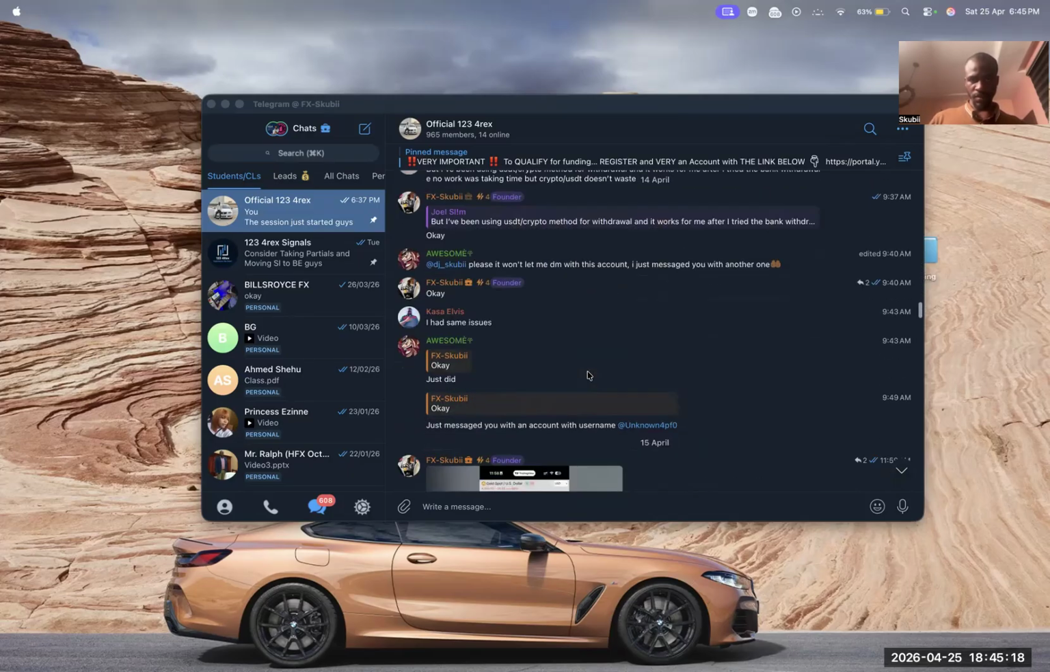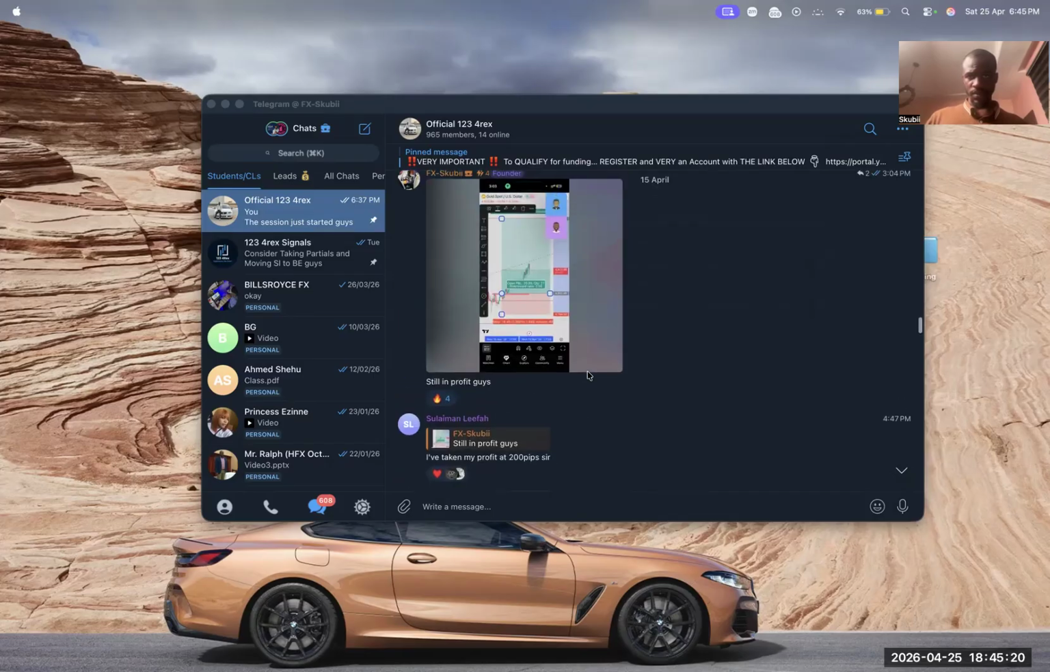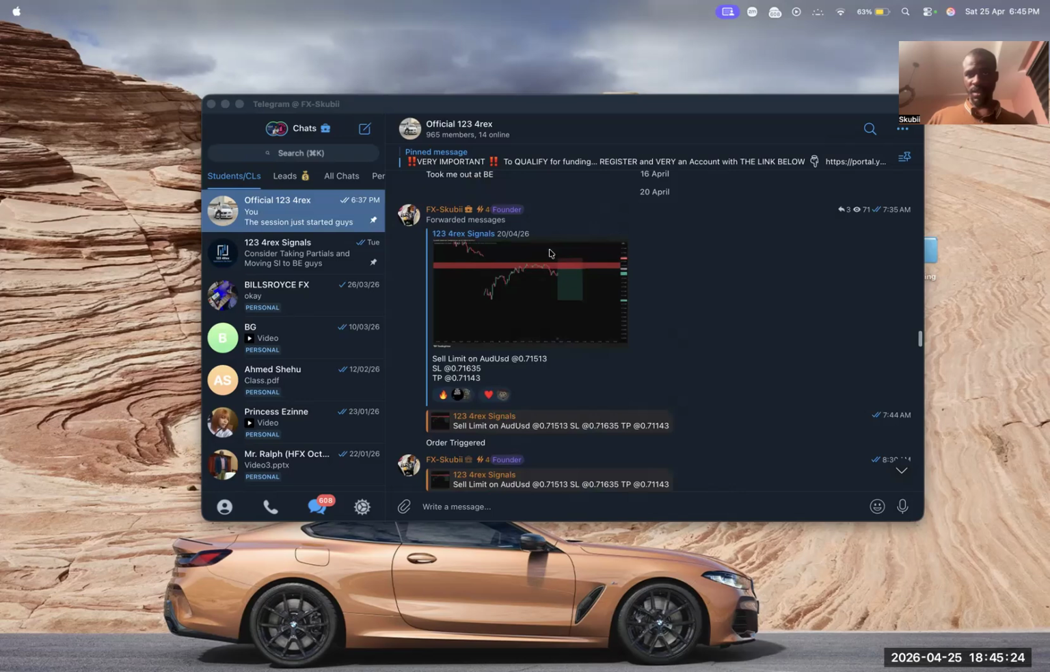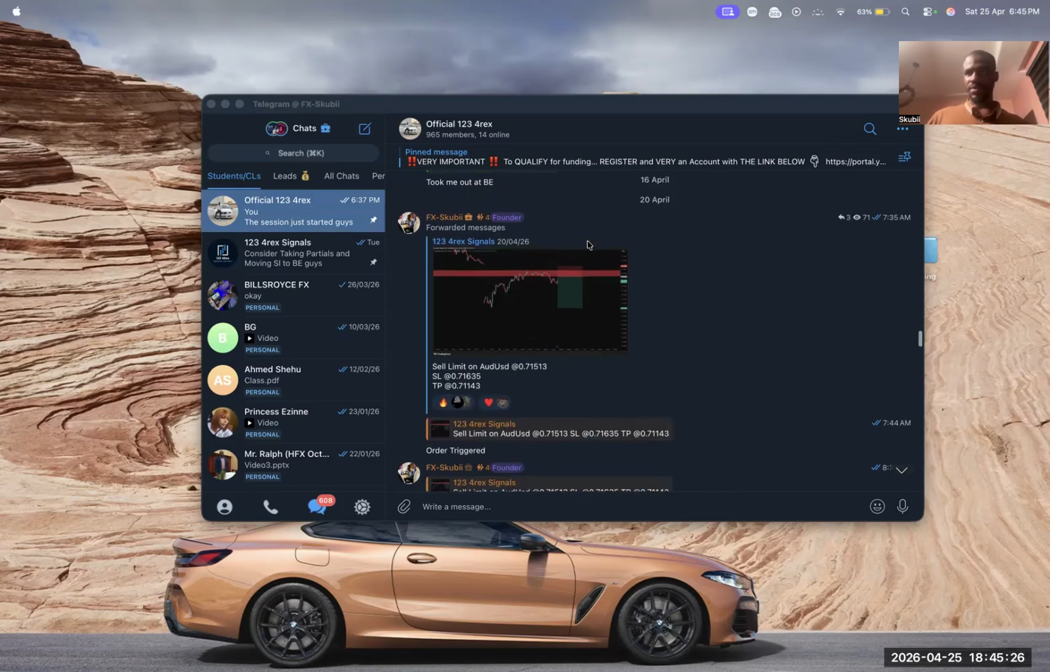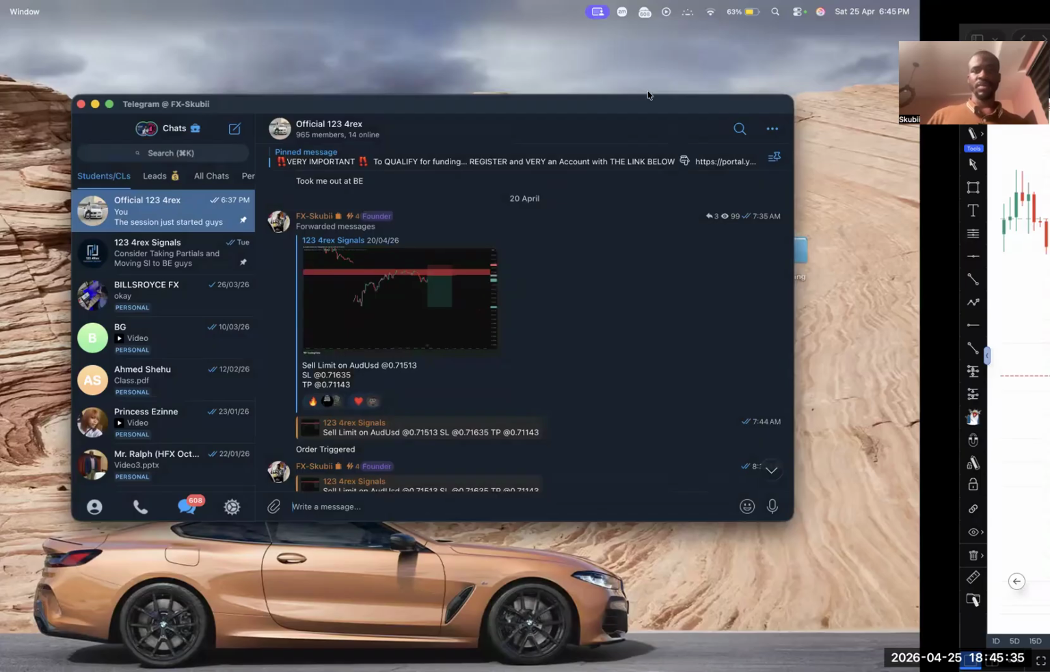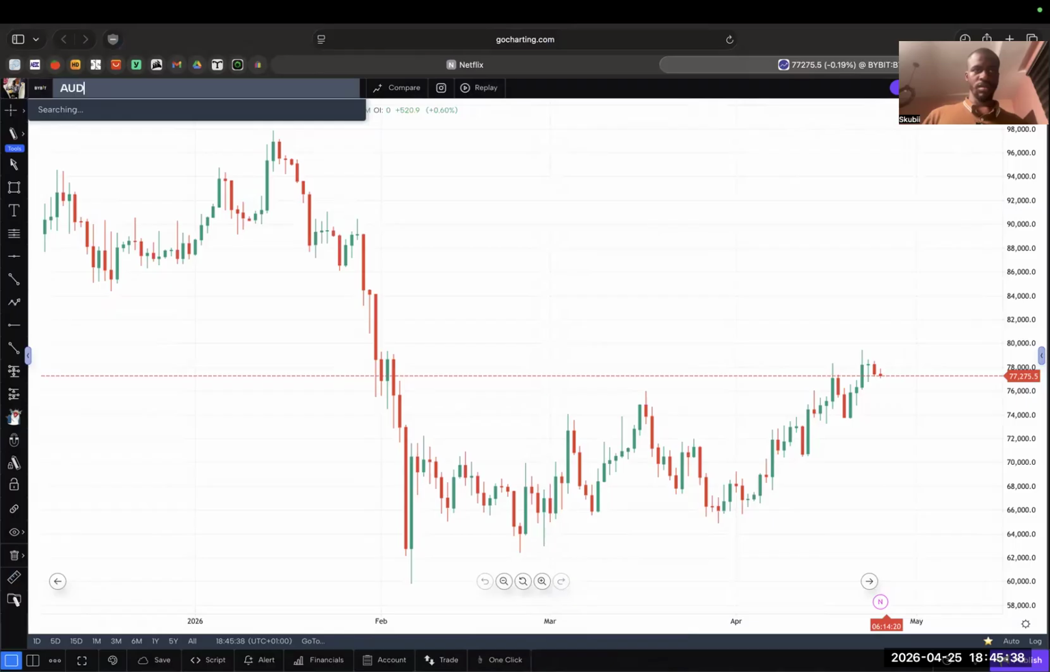This was 15th April. I think this was the first trade we had for this week. That was on 20th April. Yes, this was the first trade we had. So let me look at the charts. 20th April, that was on Monday. AUD, yes.